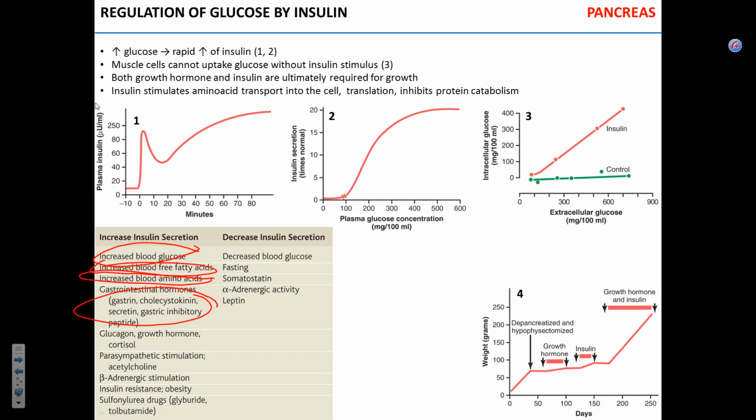What inhibits insulin? Decreased blood glucose. Any kind of fasting. Anything that makes your blood glucose go down. Does that make sense here?